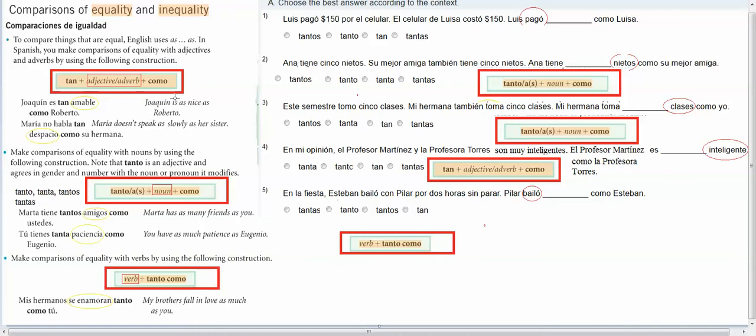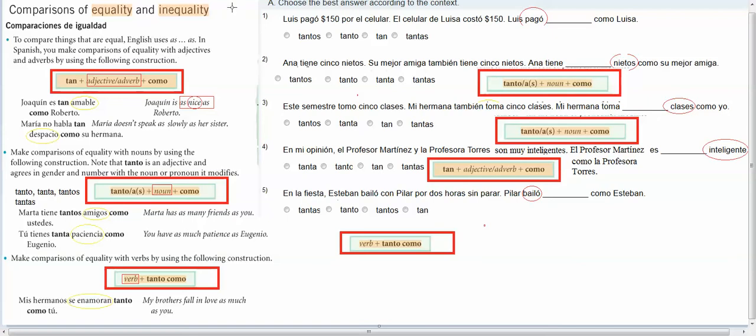So what we're comparing is this, as nice as, that's what we're going to put into Spanish. What we're comparing of Joaquin to Roberto is how nice Joaquin is. So nice is an adjective, so what you would do in Spanish is you say, tan and como represent the as's, so you would say tan nice as. Nice is amable, so how you would translate that is Joaquin es tan amable como Roberto.